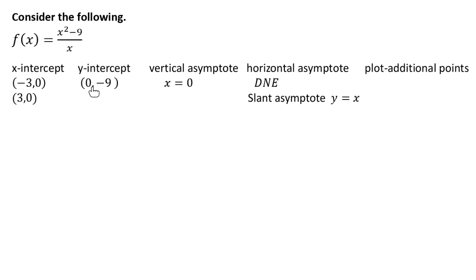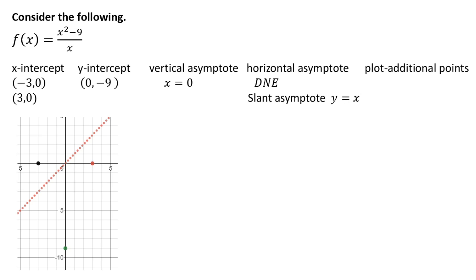So we have our x-intercepts, our y-intercept, our vertical asymptote. We don't have a horizontal asymptote, but we have a slant one. So I'm going to plot that information. So my slant asymptote is this line, the dotted line. And notice it's at y equals x. Then I have my x equals 3, x equals negative 3, and my negative 9.